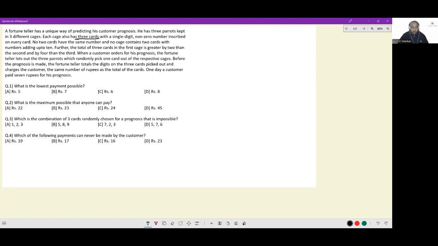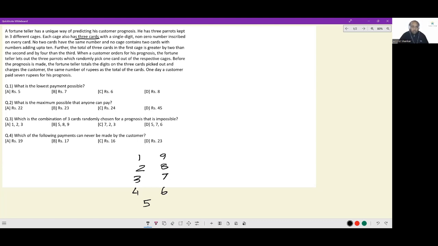No 2 cards have the same number, and no cage contains 2 cards with numbers adding up to 10. Which means 1 cannot be paired with 9, 2 cannot be paired with 8, 3 cannot be paired with 7, and 4 cannot be paired with 6. 5 is free in that regard. 5 does not have any complementary number that it has to avoid, but every other number has to avoid a number.